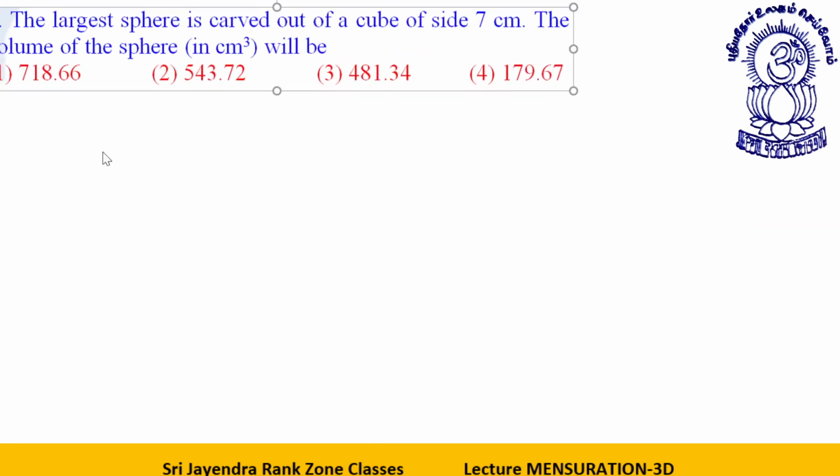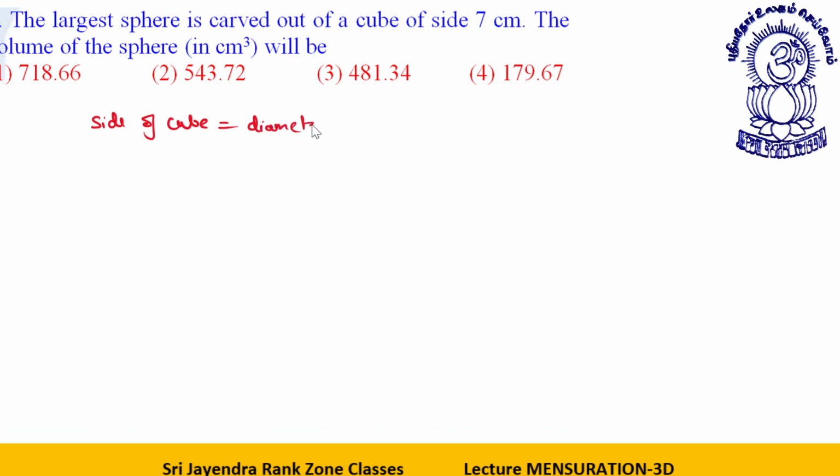The largest possible sphere is carved out of a cube of 7 centimeter. The volume of the sphere will be, see dear students, the simple logic is that the side of the cube will be equal to the diameter of the sphere. So what I get, 2r is equal to 7, or r is equal to 7 by 2.